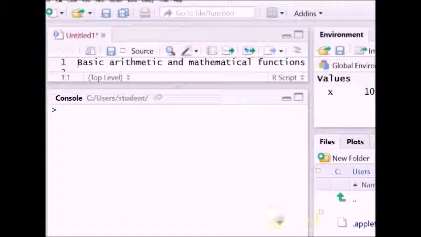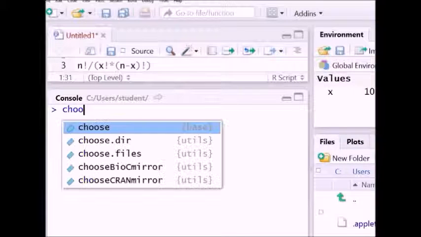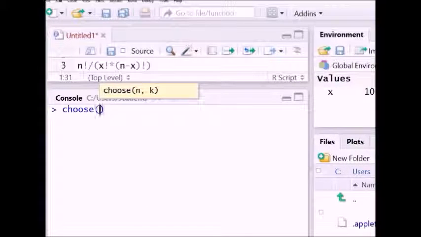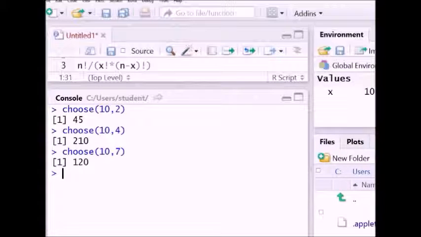Now, the binomial coefficient means n factorial divided by x factorial into n minus x factorial, that is nCx. Okay, so how to implement this particular part? Here we use choose. choose 10, 2, that means 10C2, the answer is 45, 10C4 is 210, 10C7 is equal to 120, and so on.